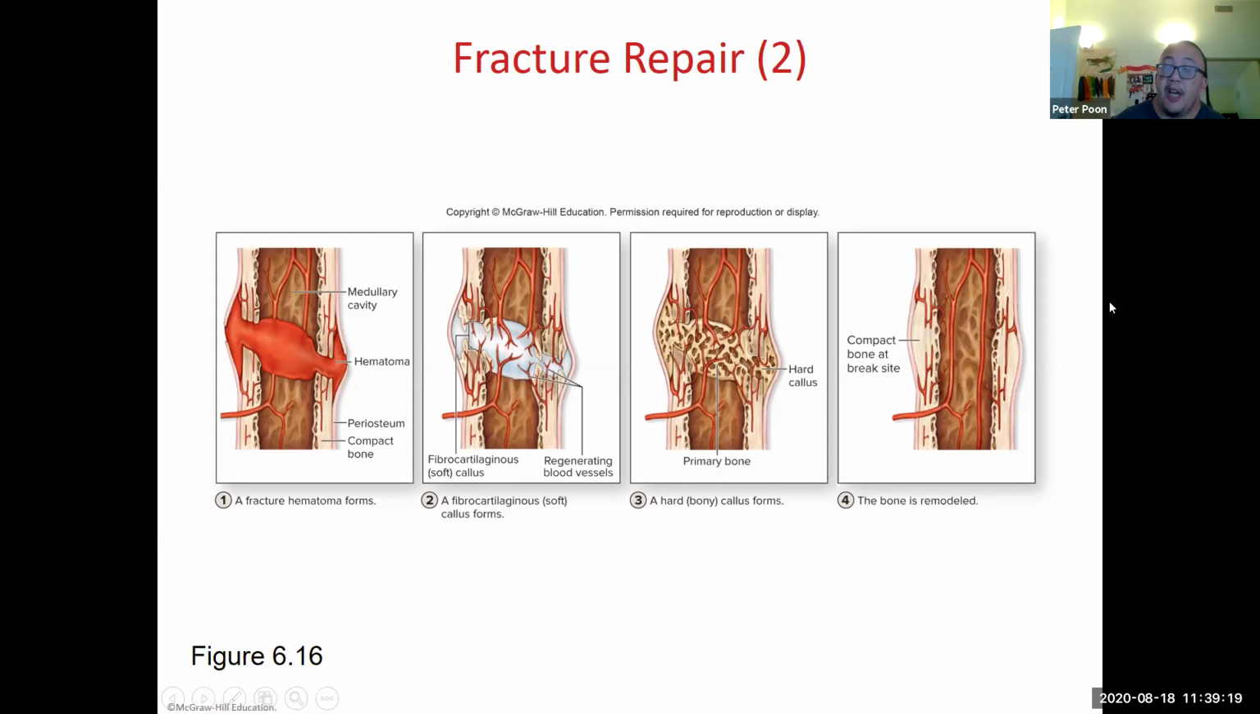But your bone is constantly remodeling. Okay. Every time you put stresses on a bone, it builds up more bone. You don't put stresses on bone, it takes off bone. So you're constantly remodeling. So eventually, your new bone will look just like your old bone, because you're constantly putting these same stresses on them.